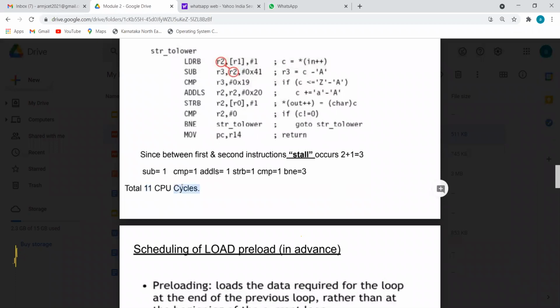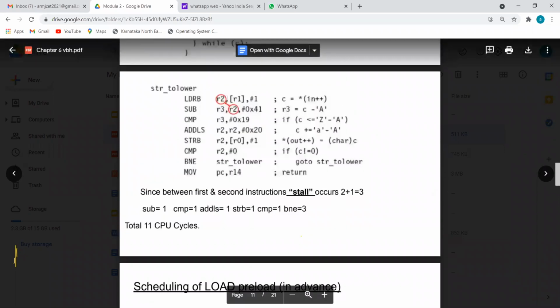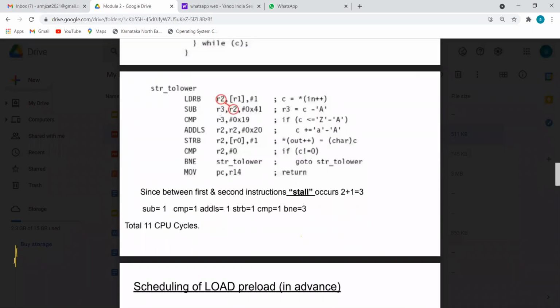Okay, 11 CPU cycles. How does this line work? Don't worry. If possible, try to remember it, or else in the next session I will explain the code and how it works.